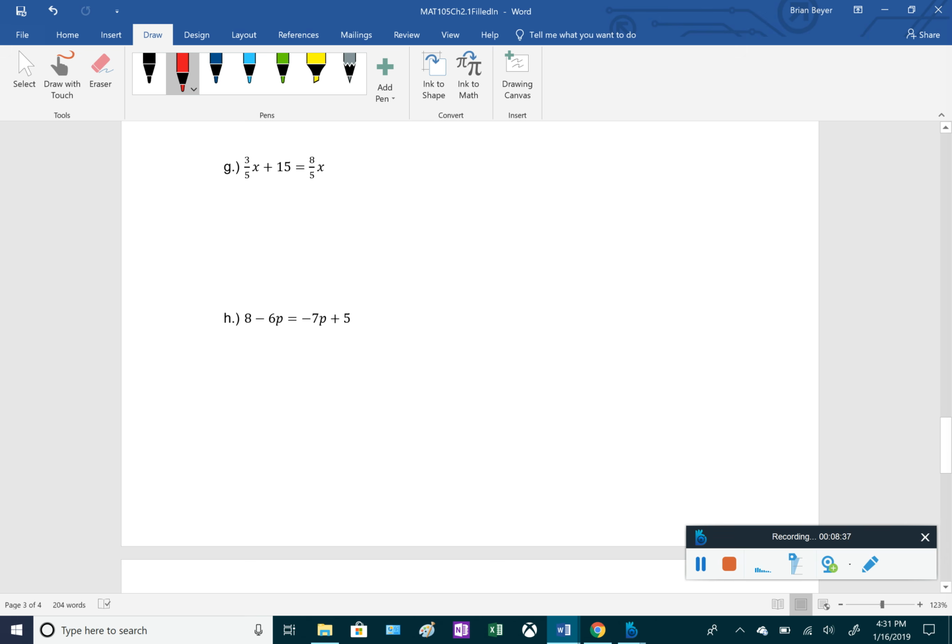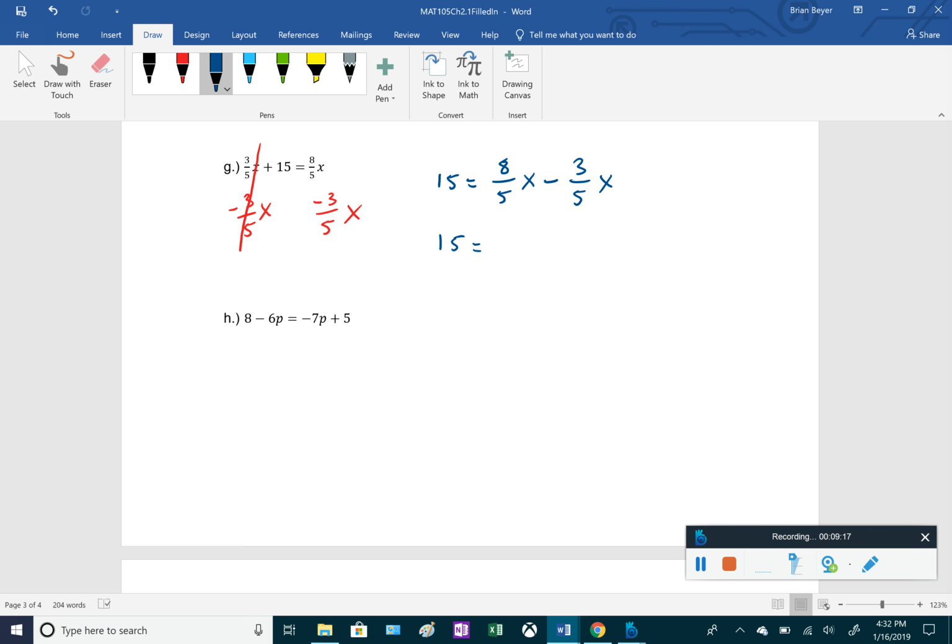Okay, and then even a little bit harder for G. We have 3/5 x plus 15 equals 8/5 x. So once again, if we want to get all the variables on one side, we recognize that if we subtract 3/5 x on both sides of the equation, it's going to cancel on the left-hand side. I'll do this in 2 steps. So we get 15 equals 8/5 x minus 3/5 x.